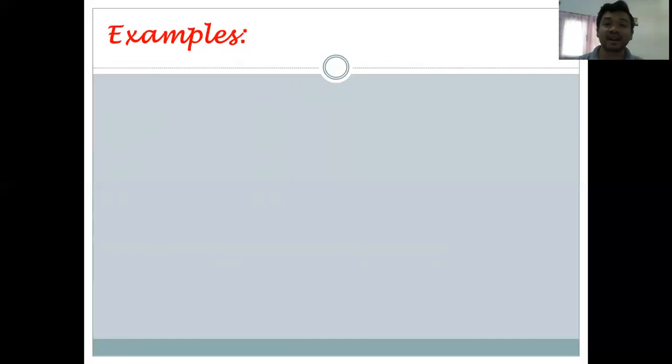Examples of regular and irregular verbs. I saw Maria yesterday. So saw here is irregular, because the simple present is see, then saw. We couldn't say seed, because this is irregular. So I saw Maria yesterday. Now take note here, the time expression here is yesterday.